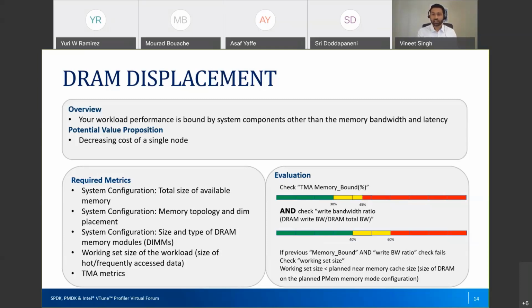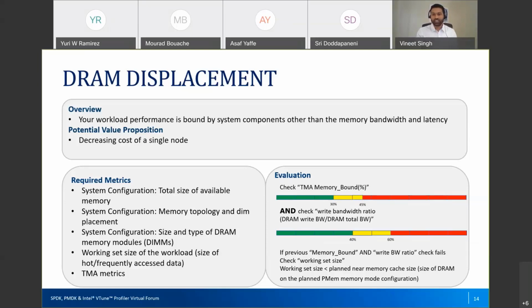Now, there is a particular scenario where, even if you are very memory bound and write intensive, PMM can work for you. The scenario is if your workload's hot data completely fits into the near memory cache. Now all your accesses are coming from the near memory. You don't have to go to PMM every time. That means you will see performance comparable to DRAM.